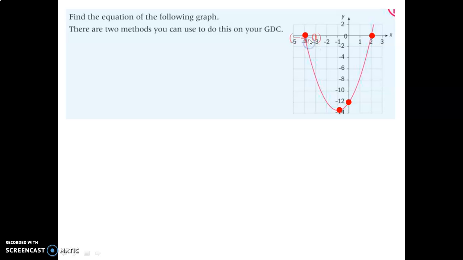This one we know for sure is -4, 0. We can see it. This one we know is 2, 0. This one here, the y-intercept is 0, -12. This vertex is unclear here. It looks like it's at -1 on the x, but on the y we're not sure. So let's stick with the 3 points we know for sure, which are those 3. Now that we have our 3 points, let's try on Desmos first.